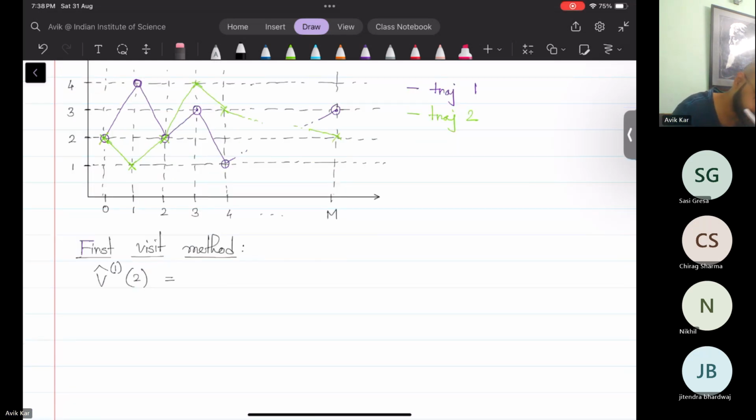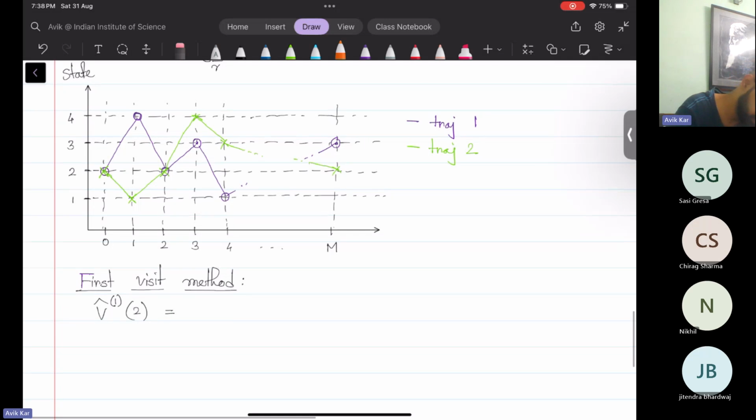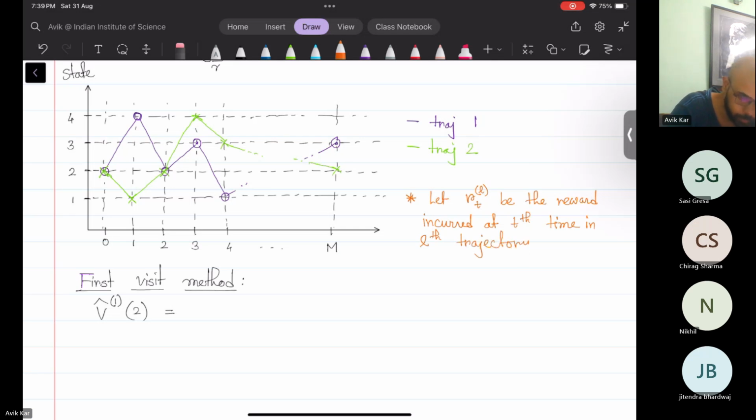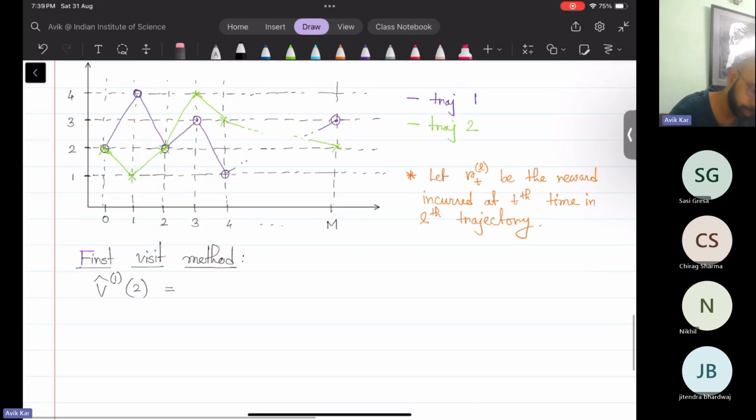Another thing, we have to write which reward we are incurring at which state. Let R_l,t be the reward incurred at the t-th time in the l-th trajectory. Can anyone of you tell me now what the estimate V hat 1, 2 will be according to this notation?